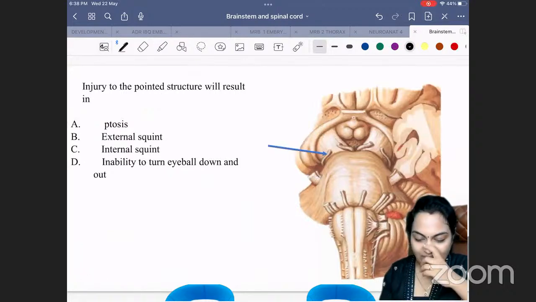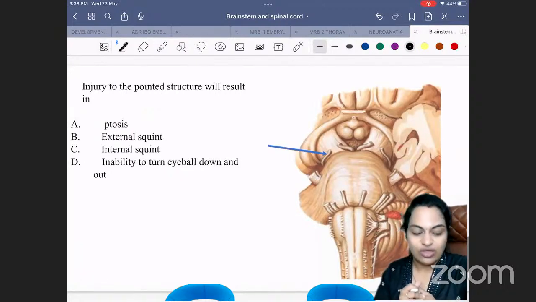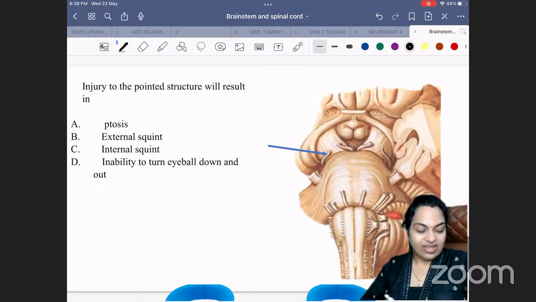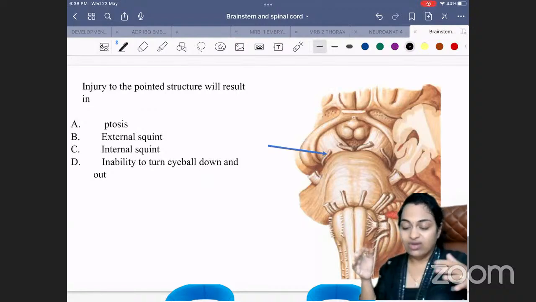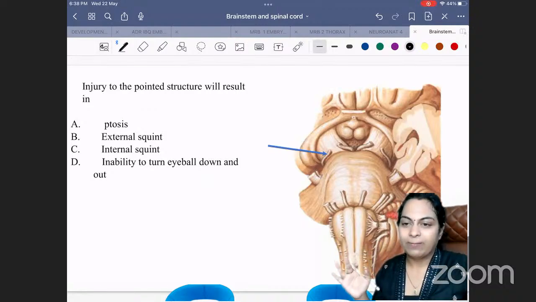Coming to the next thing. Injury to the pointed structure will result in... Excellent, Dr. Sanjit, Tarun. Very good. Keep answering. So what is pointed out here?